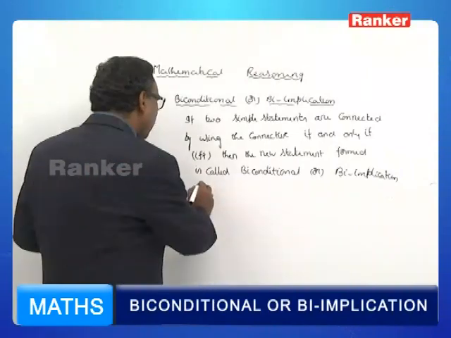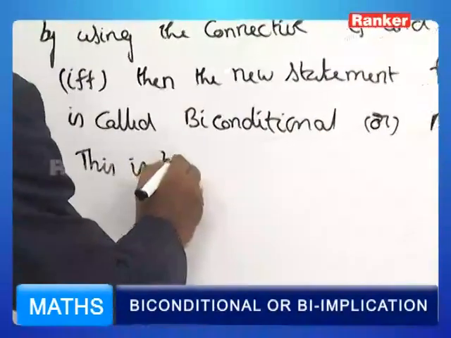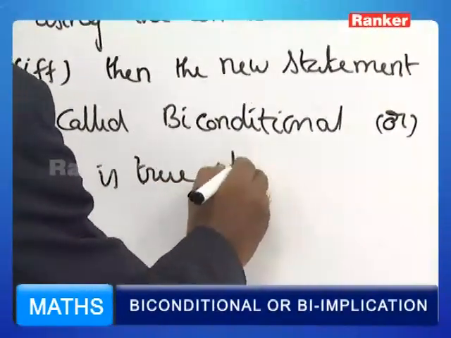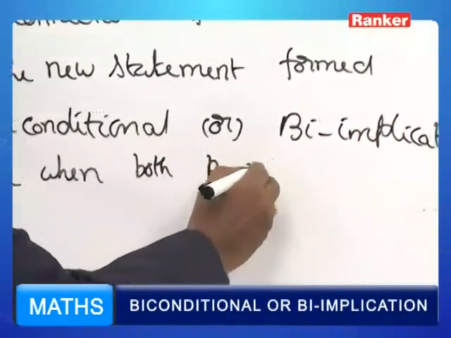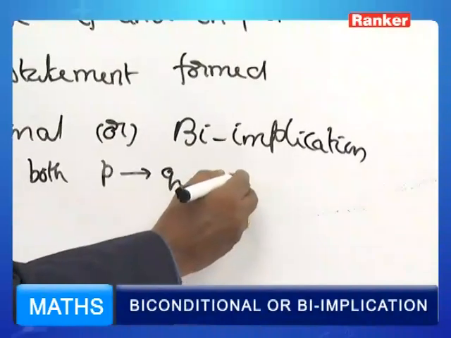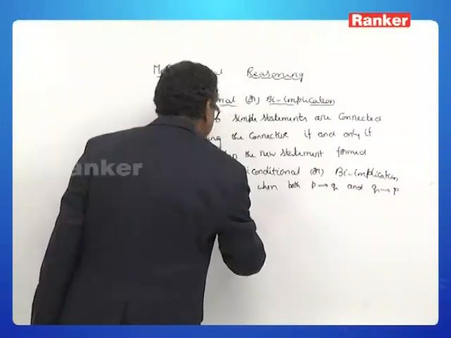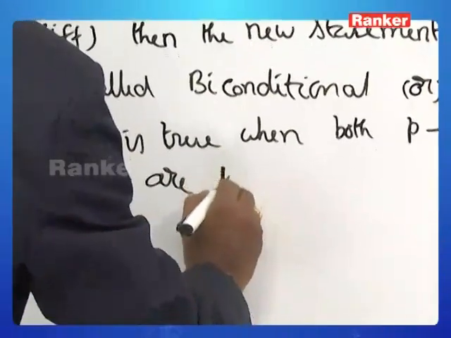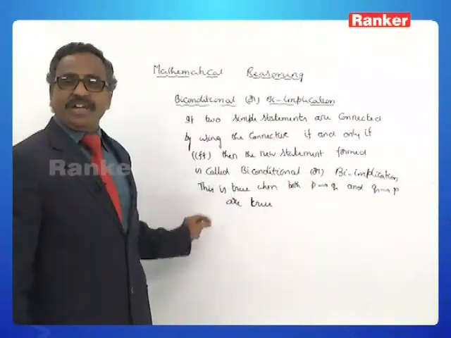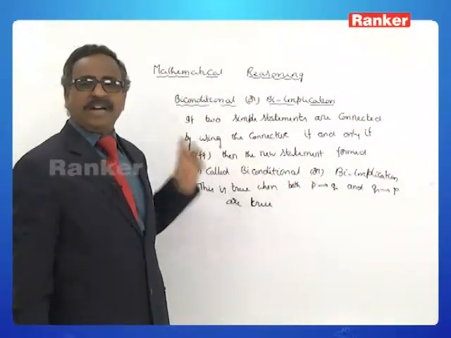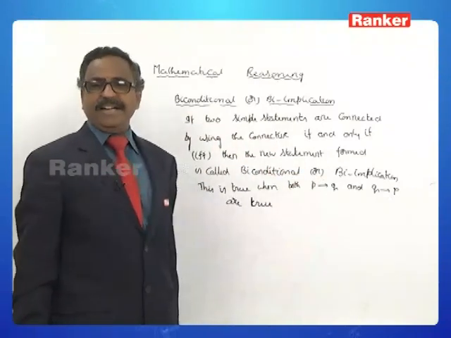And this is true when both P implies Q and Q implies P are true. Now, using this sentence, we can write the truth table for the biconditional statement so that we can know what a biconditional statement is.